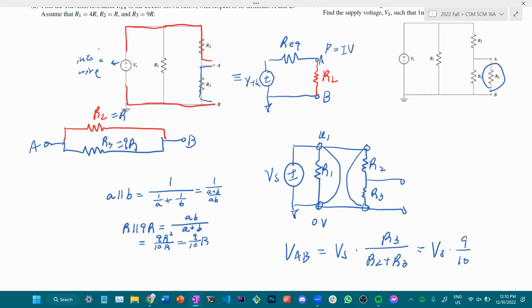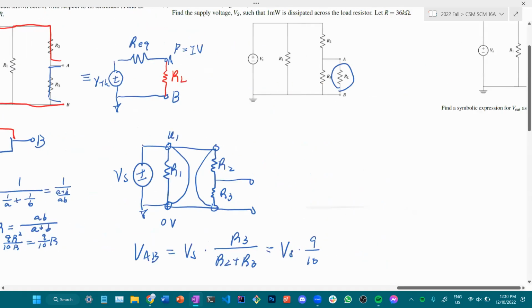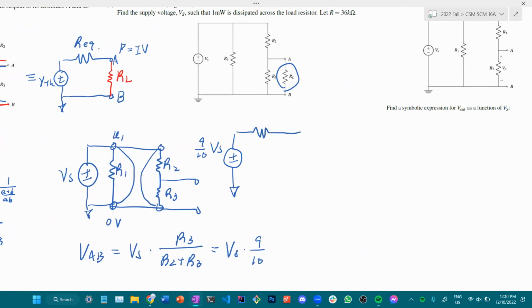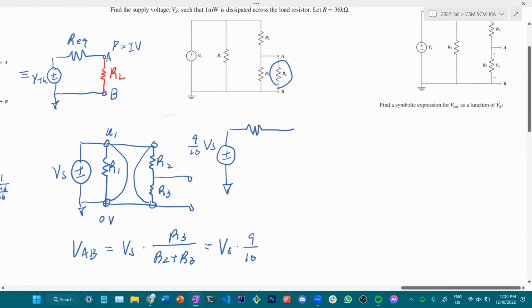So now we can try to compute for this, where we'll find that the equivalent version of the part B circuit is essentially a voltage source that has the same amount of voltage as 9 over 10 Vs. We have an equivalent resistance of 9 over 10 R, which I think was correct. Yes. And we also have a load resistor here, which is equivalent to 9R.